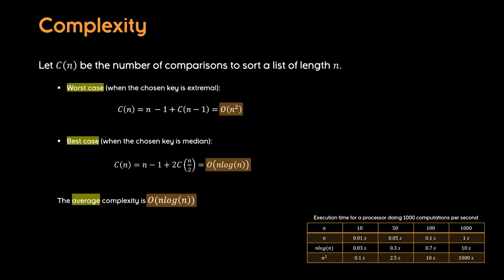Complexity. Let C(n) be the number of comparisons to sort a list of length n. In the worst case scenario, which happens if we pick a key which is an extremal, meaning it's a minimum or a maximum, the complexity is a big O of n squared. In the best case scenario, which happens when the key we pick is a median, the complexity is a big O of n log n. The average complexity is a big O of n log n. If you need a proof, you can find one on Wikipedia.